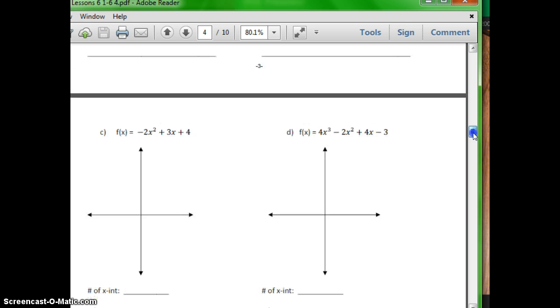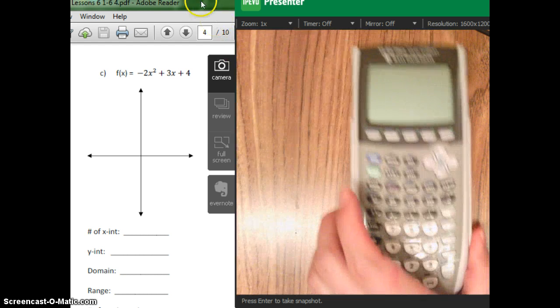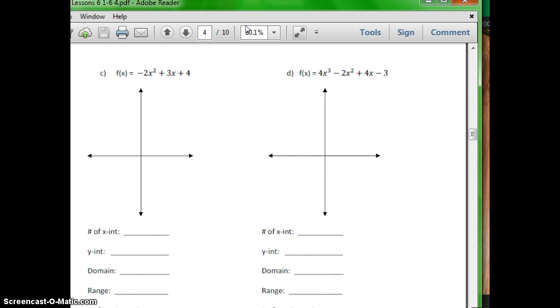And last but not least, we have the cubic function. Okay, so this polynomial's got 4 terms. Number of x-intercepts, well, let me see that here by graphing it. So we're going to do that real quick. Give me a sec. I'll hit pause.